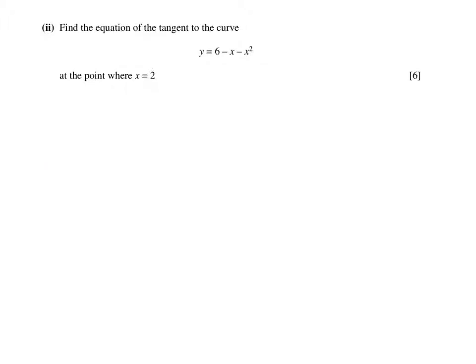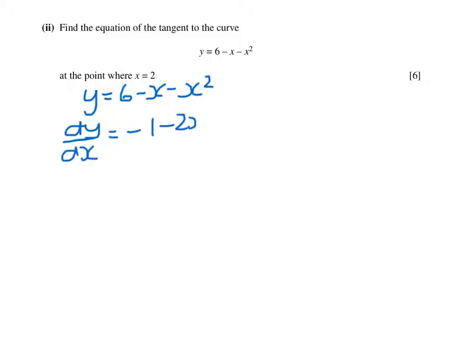Question 3, part 2, we're finding the equation of a tangent. So if y equals 6 minus x minus x squared, first thing we need to do is work out dy dx, which will be minus 1 minus 2x. If x equals 2, then the gradient of the tangent will be minus 1 minus 2 times 2, so that is minus 5.